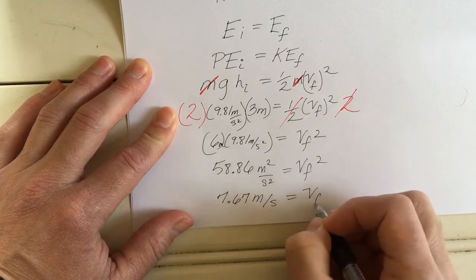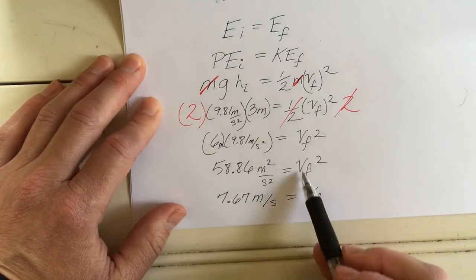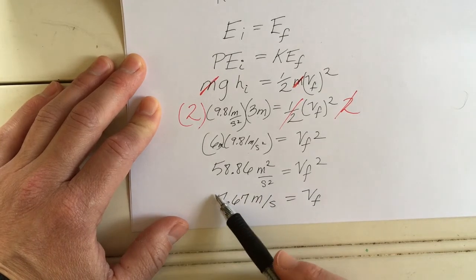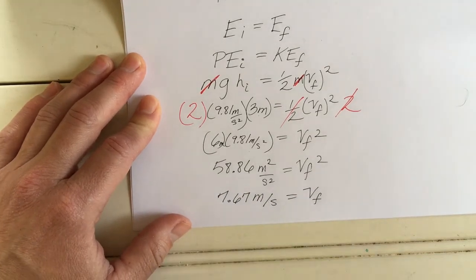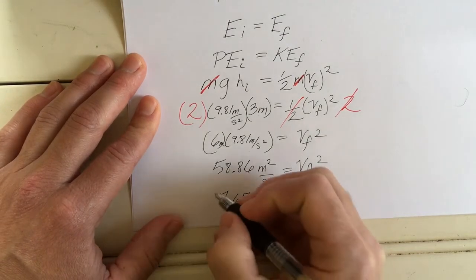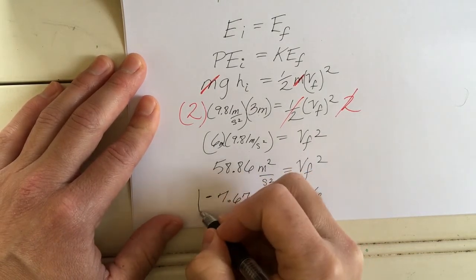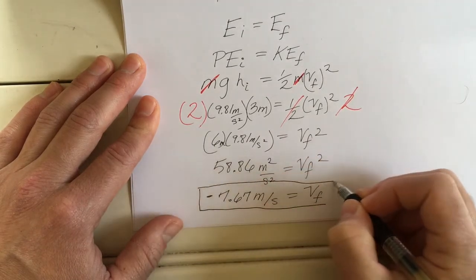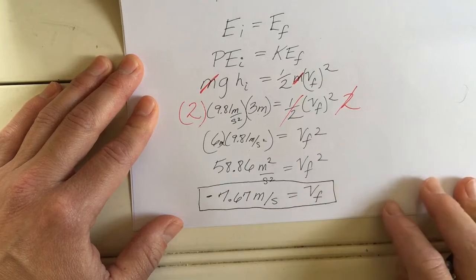Now, you might say, well, is it positive or negative? When you take the square root of something, it can be positive or negative. So we have to accept one of the answers over the other. And here we're going to take the negative answer because the person is moving downwards. So this is for the first part.